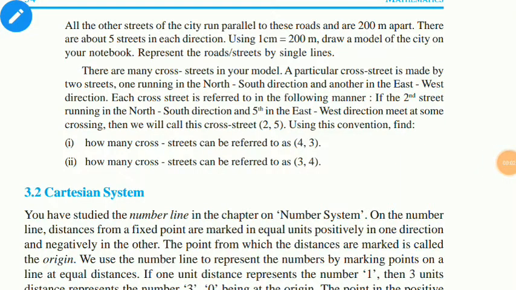Now in this question there are many cross streets in your model. A particular cross street is made by 2 streets, one running in the north-south direction and another in the east-west direction. Each cross street is referred to in the following manner. If the second street running in the north-south direction and the fifth in the east-west direction meet at some crossing, then we will call this cross street 2, 5.